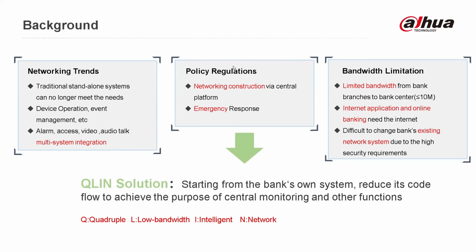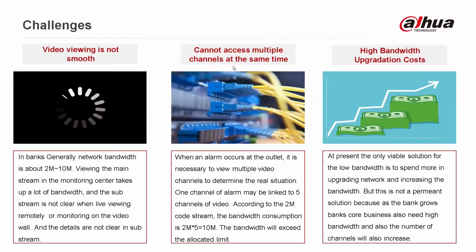So what are we really talking about? So highlighting the challenges, we have a preview of videos. In most banks, actually, let me talk about a case in Kenya. It's just 2 to 5 Mbps for most banks to branch. Now, 2 to 10 Mbps may be relatively really low.